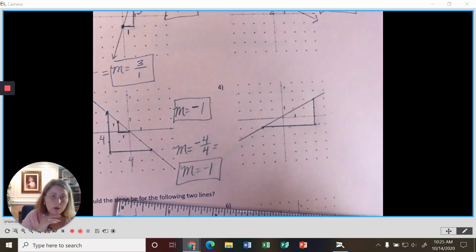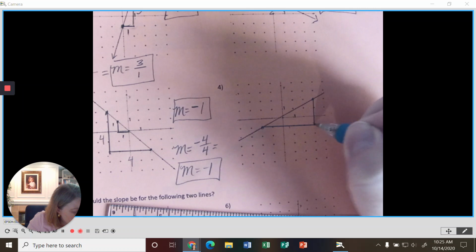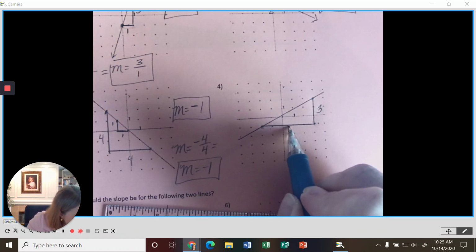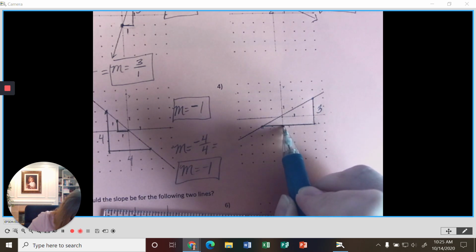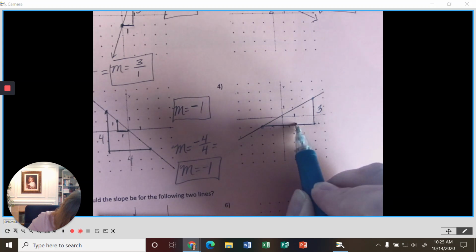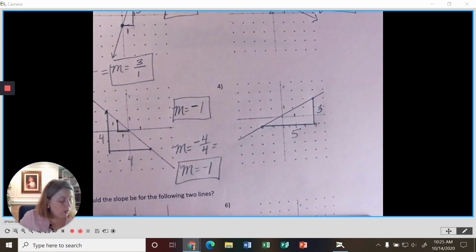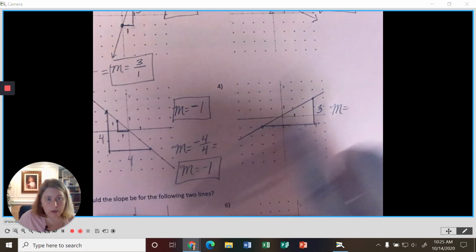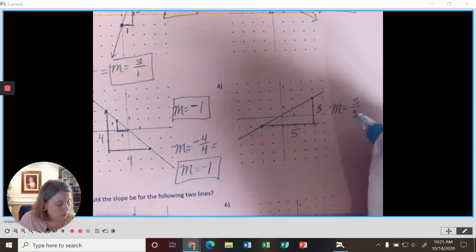All right, so then we'll look at our rise over run. So our rise is 1, 2, 3, and our run is 1, 2, 3, 4, 5, 6. Let me count that again. 1, 2. Oh, I think I miscounted here. So here's 1, 2, 3, 4, 5. Yeah, so that's 5. And so then our slope is positive because as I read the graph from left to right, it's rising. So our slope is 3/5.